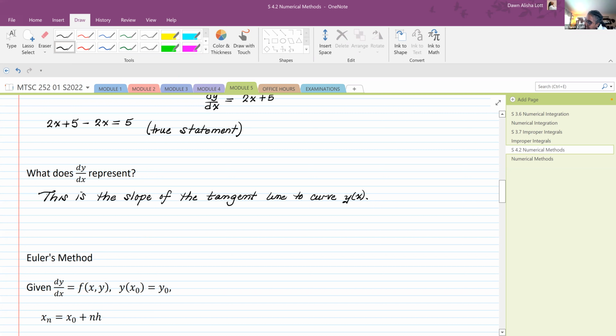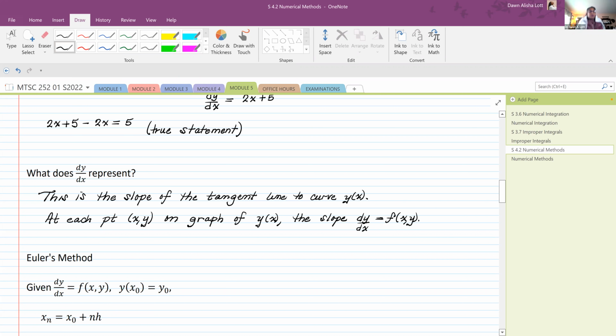So that means at each point on the curve, at each point xy on the graph of y of x, the slope dy dx is equal to some function of xy at that point.